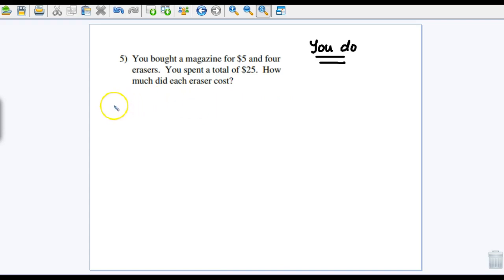So I want you to circle the values. And remember, if it's in words and it's a number, you want to circle it. Underline the question. We're going to start with just those two things. Circle the values and underline the question.